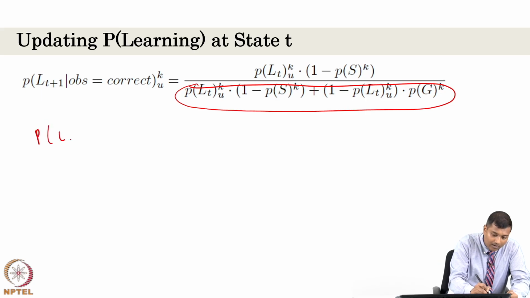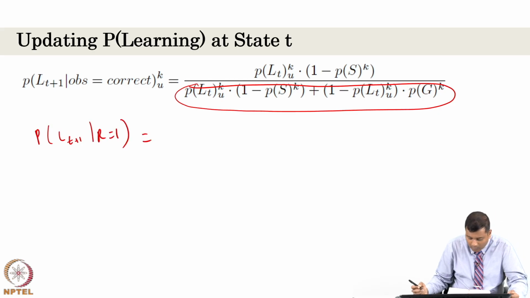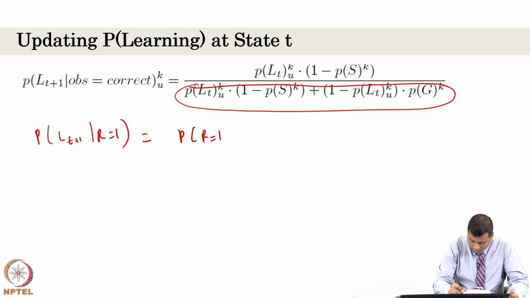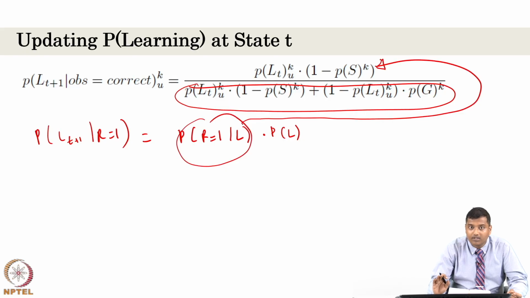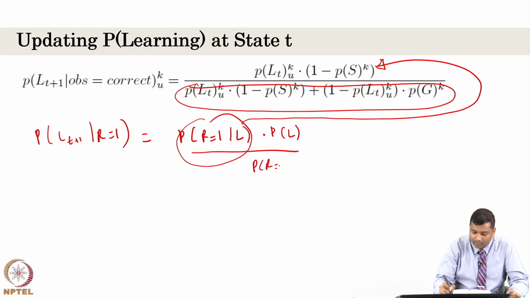So let's write this. P of learner updating, hence t plus 1, of r equal to 1, which was the observation, is what? P of r equal to 1 given L times P of L, over P of r equal to 1. I am substituting this and this easily. Now let's take a moment and pause to understand why I have done this.